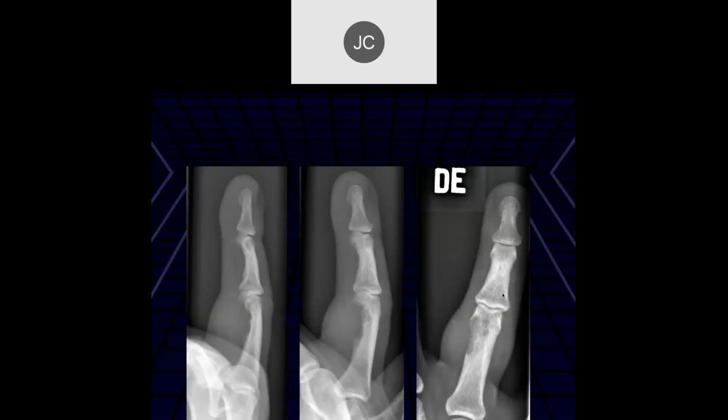Elior. Right. So we've got radiographs looking at that proximal phalanx, see erosive change, adjacent soft tissue thickening.